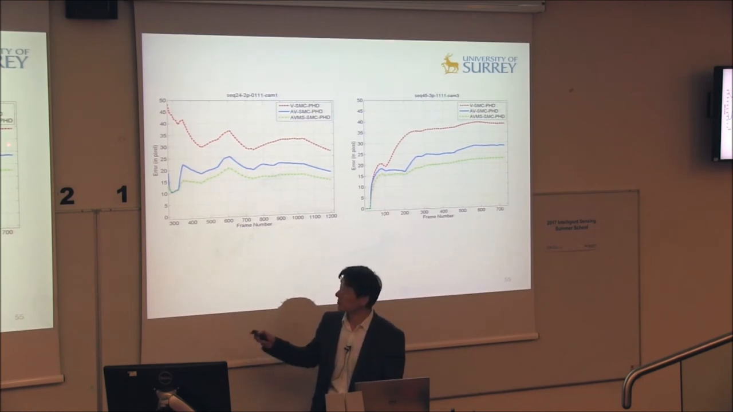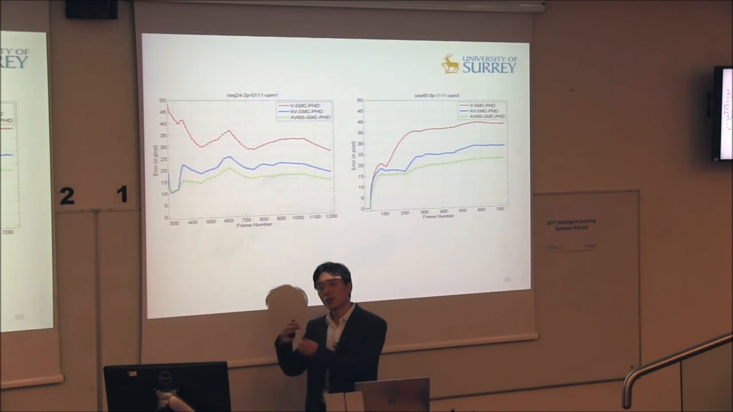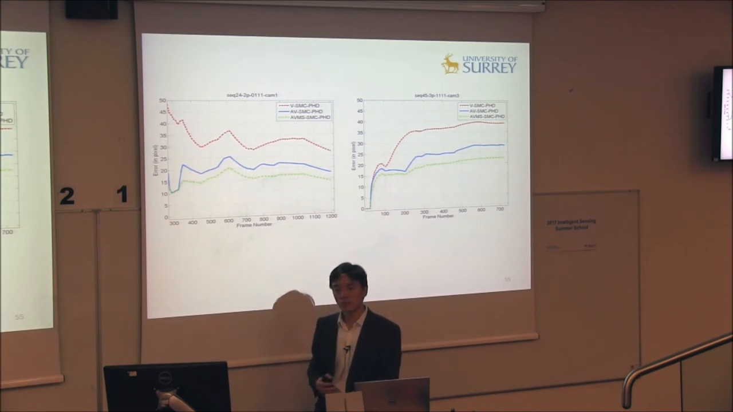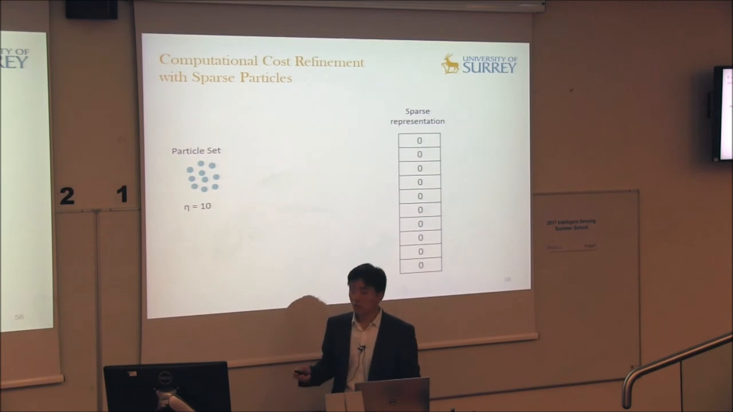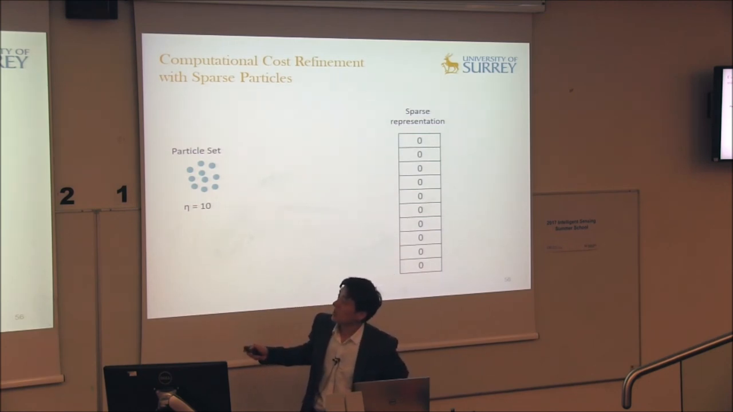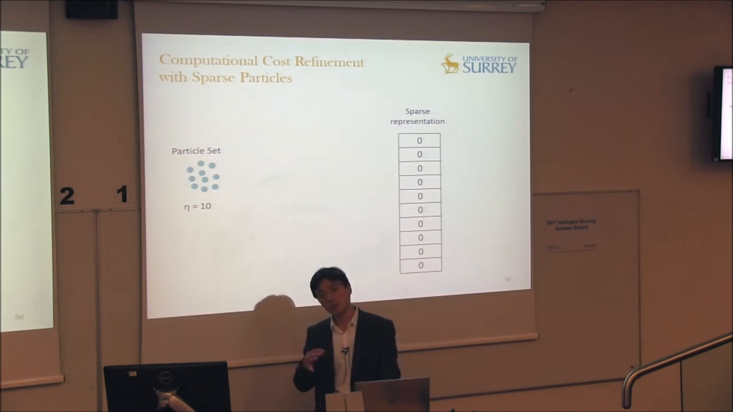Here we used audio-visual information. This is audio information for the original SMC PHD filter. But one of the issues here is that when you apply the mean shift process to each of the particles, it also introduces some extra computational cost. So we have taken a step further by doing so-called sparse sampling. We are not actually applying the mean shift to each of the particles, because this could be computationally quite intensive if you do that.